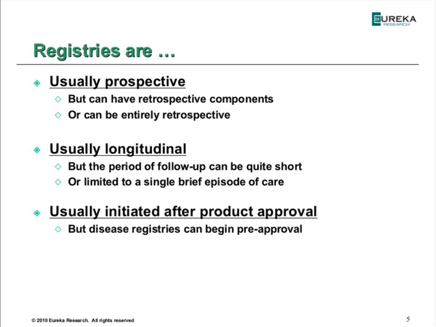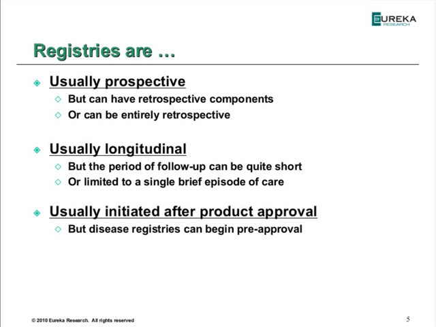But we may not always know what the outcomes are going to be, but yet we are doing some component of retrospective medical review in order to gather our data. Registries are usually longitudinal. They follow patients over time, but the period of follow-up can actually be quite short or limited to a single brief episode of care, such as a hospitalization, an emergency room visit, something of that nature. There are many registries that are kind of hyper-longitudinal in the sense that they follow patients with chronic diseases for quite a long period.